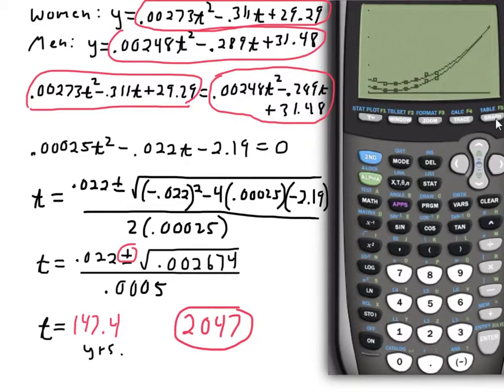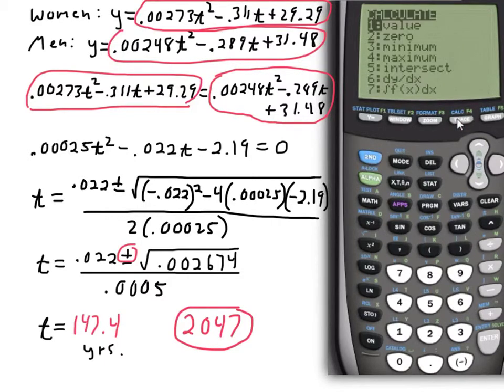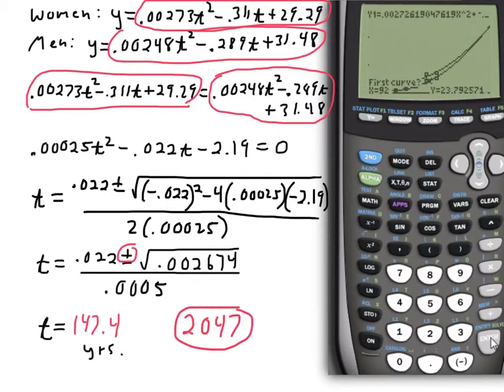And it does look like they cross right about here. So we can do second and then trace and then intersect to find where they cross exactly. And first curve, just hit enter, and second curve, enter, and guess. You can slide it up close and then hit enter. And the calculator will then find that point of intersection.